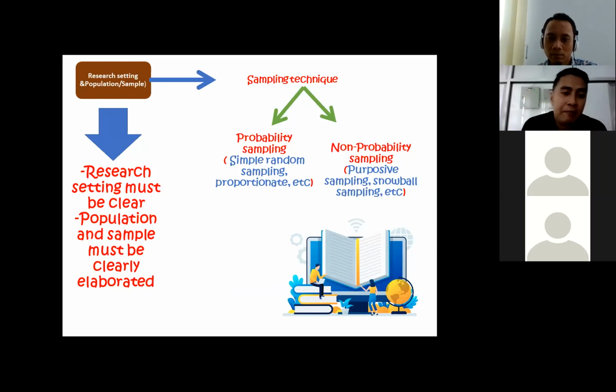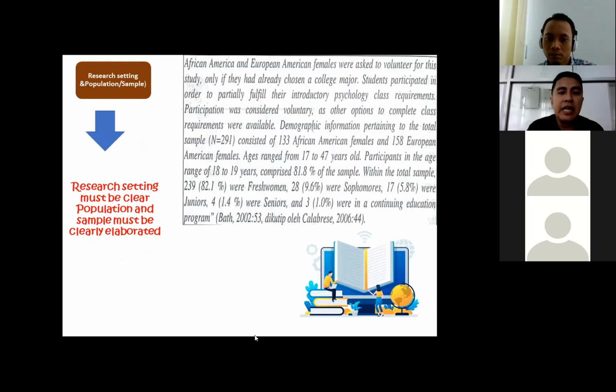The population and the sample must be clear, of course, and you have to write the sampling technique. What sampling technique is appropriate for your research? For example, if you use qualitative, biasanya itu menggunakan purposive sampling, and for an experiment you can use random sampling. It depends on your sample and population. And here is the example of the population and sample.